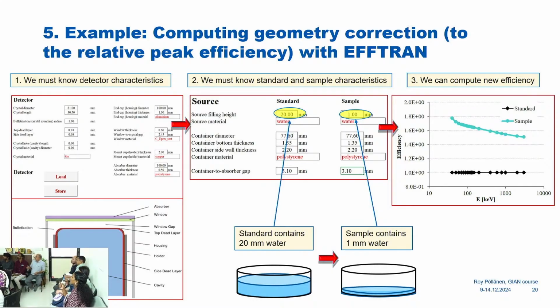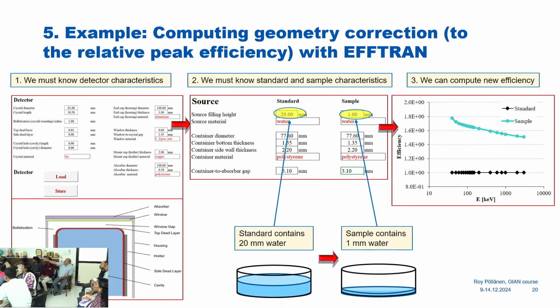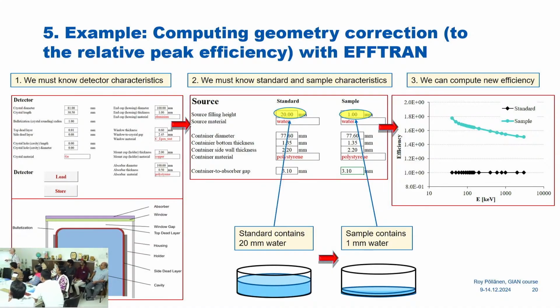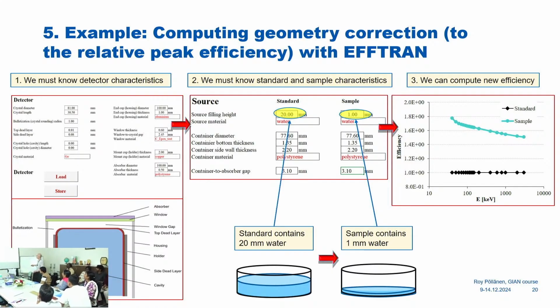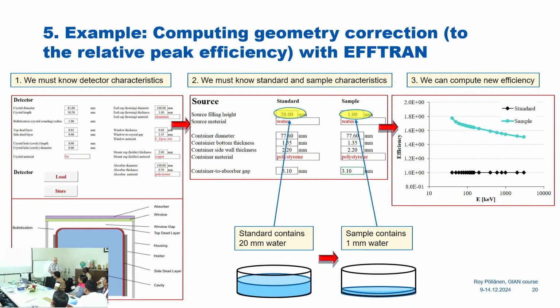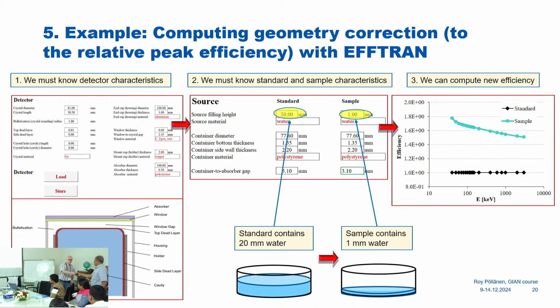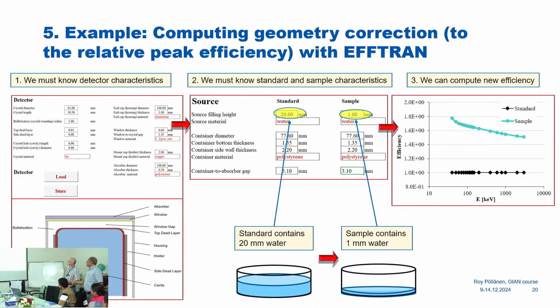Container 2. There is a point, container 2 absorber gap, the last one in the source. Go down, this one. Container to absorber. All right.